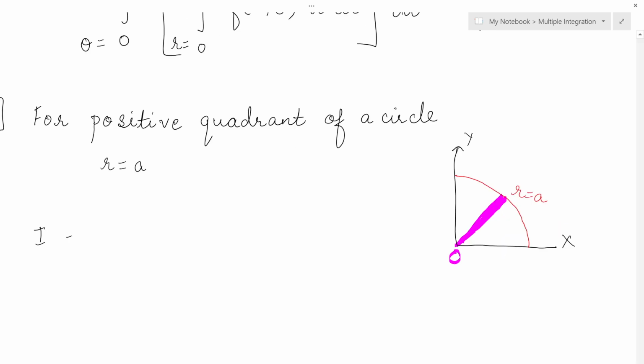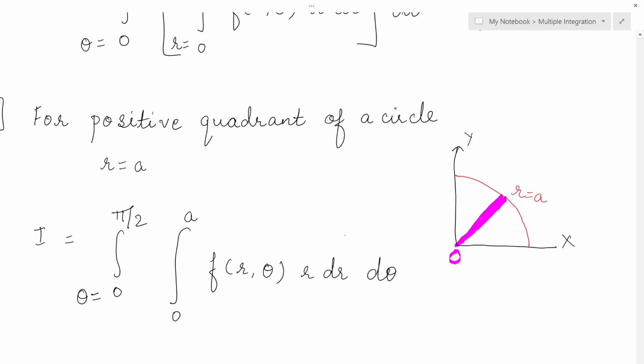My integration will be 0 to pi by 2, that is 90 degrees. Theta is always the outer limits. And the inner limits will be 0 to A. F of R theta, R dr d theta. Don't forget to write that R, okay? That is the value of Jacobian. I have found it out in the starting only.